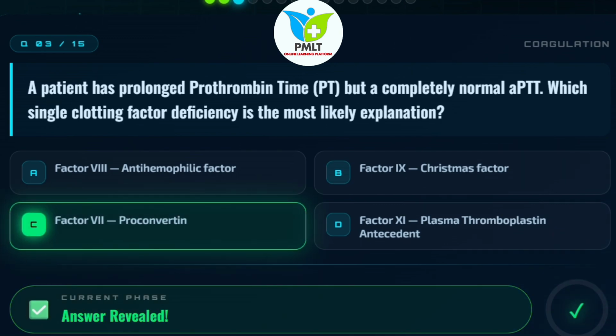Correct answer is C. Factor 7, proconvertin. Factor 7 is the only factor exclusive to the extrinsic pathway. Its deficiency prolongs PT only, leaving APTT normal. Factor 7 also has the shortest plasma half-life of approximately 4 to 6 hours among all clotting factors.